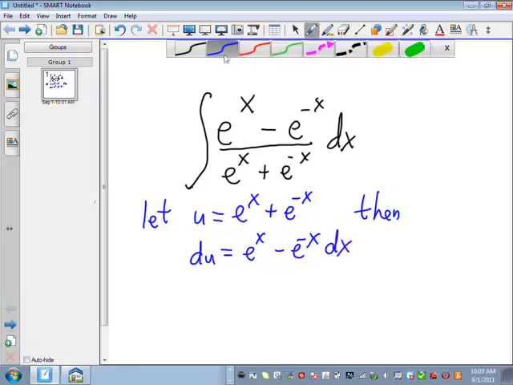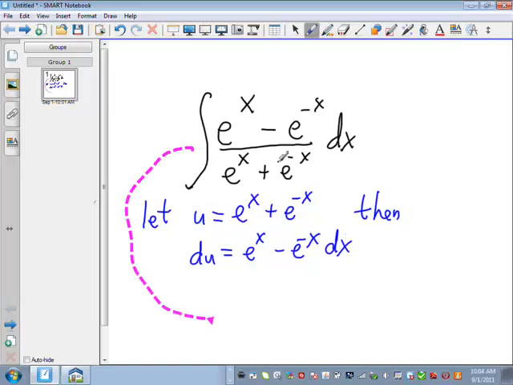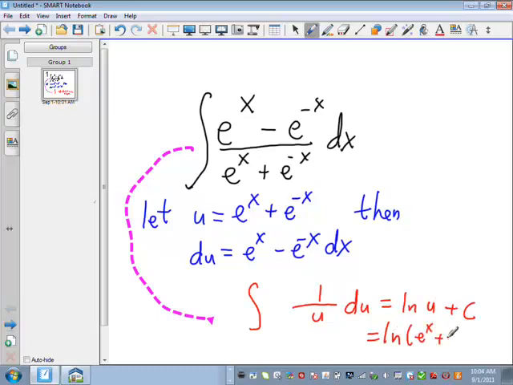This becomes what? The antiderivative of the denominator is flat out u. The numerator is du. Okay? Yeah, that makes sense. And the antiderivative of 1 over u du is the natural log of u plus a constant. You don't need the absolute values here. This is always positive. And so it's the natural log of e to the x plus e to the minus x, plus a constant.